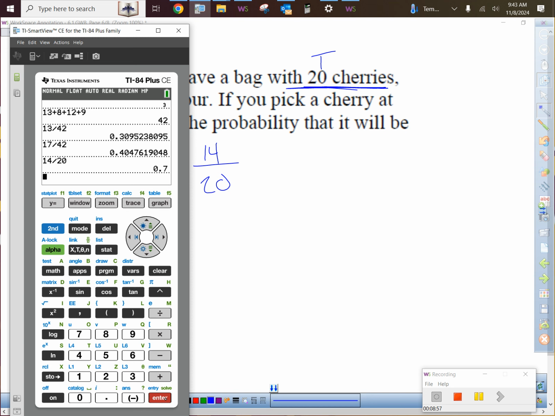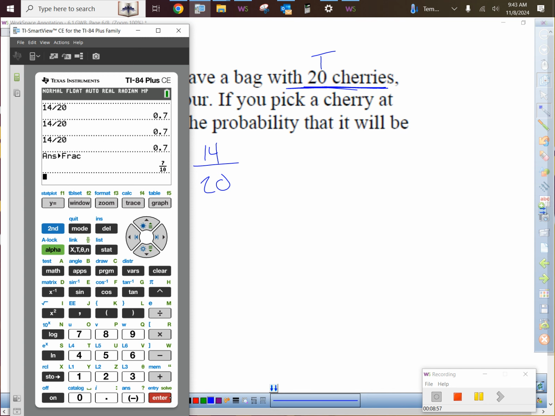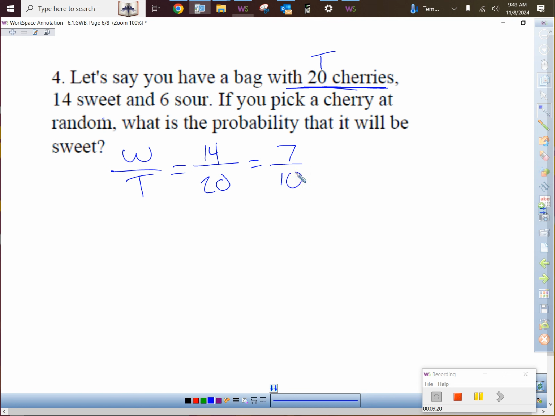Or if you can reduce fractions, you know, it's like, oh, that's just 7 over 10. If I hit math, enter, enter, that would be better. So 7/10 chance that it would be sweet. I would like to talk about why this is theoretical probability, though. In theory, that is true.